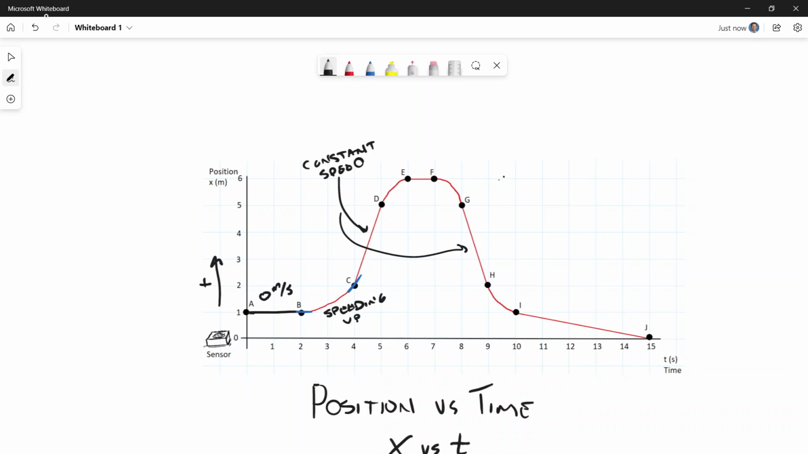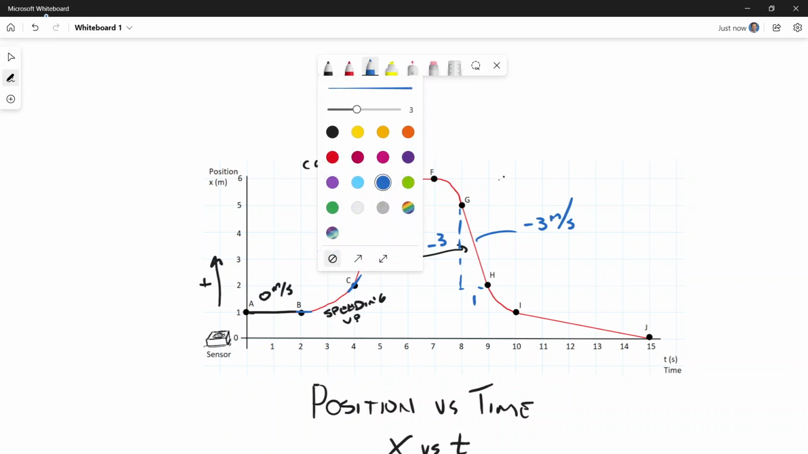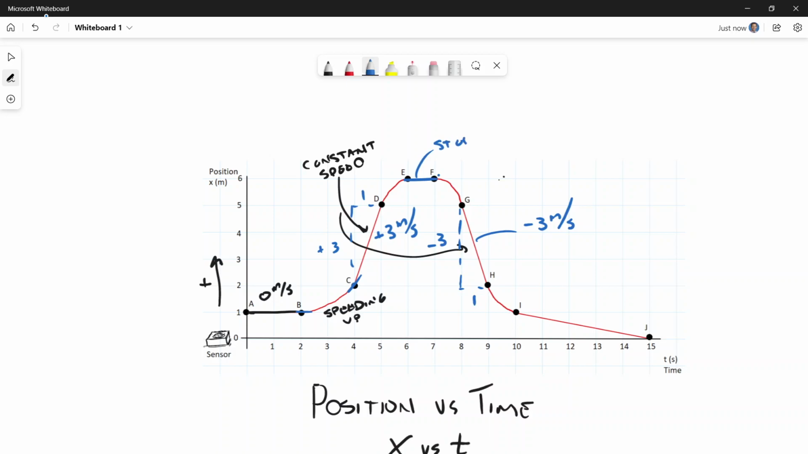And in fact, the amount of slope from G to H, I would go down 3 units and over 1. This is a velocity of -3 meters per second. And from C to D, we would go up 3 and over 1. This is +3 meters per second, which means we actually have the same speeds between C and D and G and H, but different directions. At the top, once again, we are stopped. We have no slope and therefore no velocity.